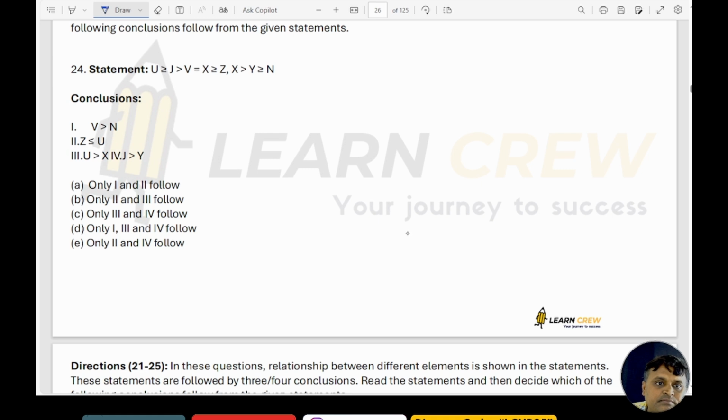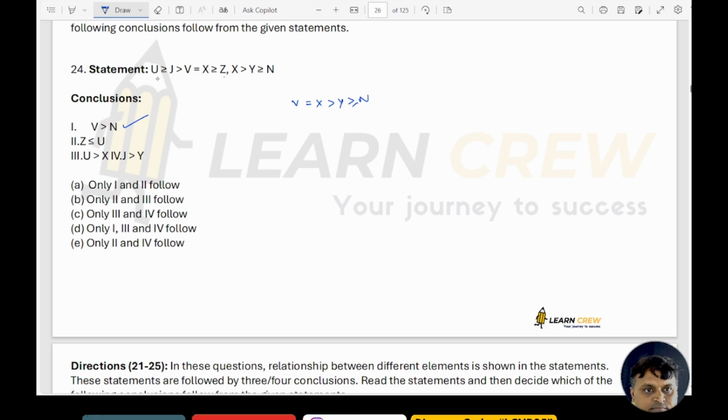Next one. V greater than N. If you see here, V is equal to X, X greater than Y, Y greater than or equal to N. So you can say V greater than N is correct. First one is correct. Then second one, Z less than or equal to U, is it correct? Z less than or equal to U is false.